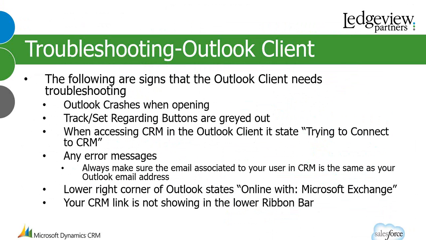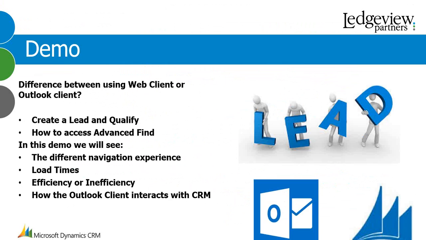In the lower right corner of Outlook, it states online with Microsoft Exchange. It should say connected to Microsoft Exchange. So if you see that and you're experiencing issues, this will be an issue that we'll want to change for you. Or your CRM link is not showing in the lower ribbon bar. So again, I'll show you a quick way to get into CRM. If that's not showing, that means the Outlook client is not functioning properly.